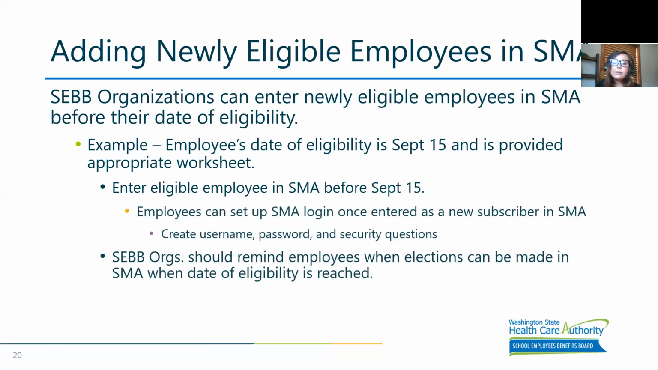Now, I do want to point out that employees can set up their SEBB My Account login once they are entered as a new subscriber by you, but they cannot log into SEBB My Account to make their elections until their date of eligibility. So when I say set up their login, that's setting up their SAW account, their username, password, and their security questions. But SEBB My Account's not going to allow them to get into their newly eligible tab to make their elections, again, until on or after their date of eligibility.